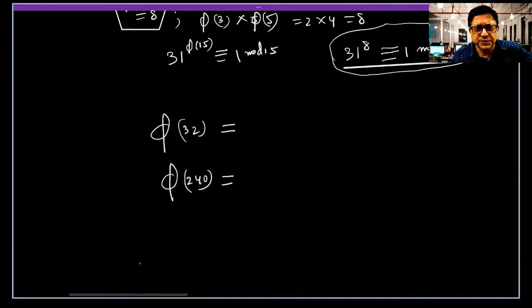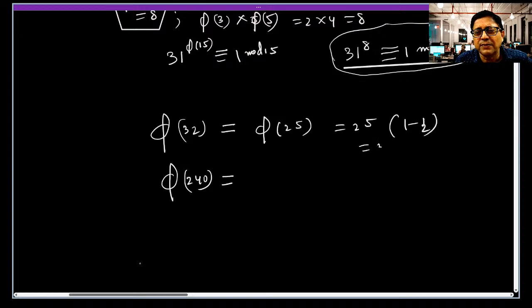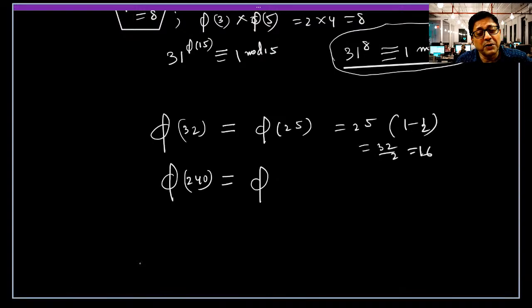It's very easy. Phi 32 is phi of 2 to the power 5. We can write it very first: 32 times 1 minus half, so 32 by 2, 16. Phi 240, how do you write? Phi 240.